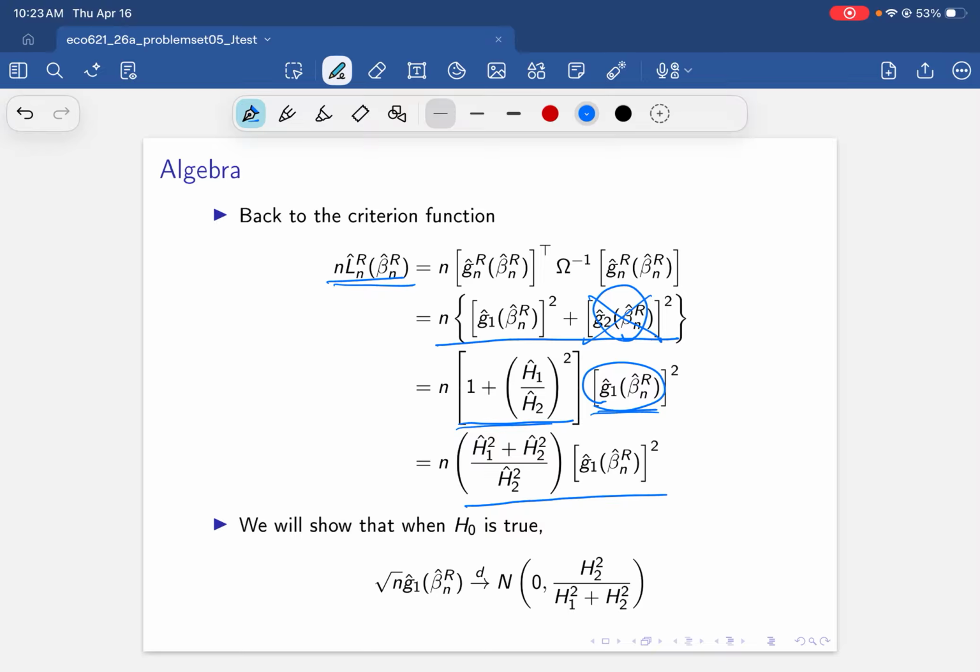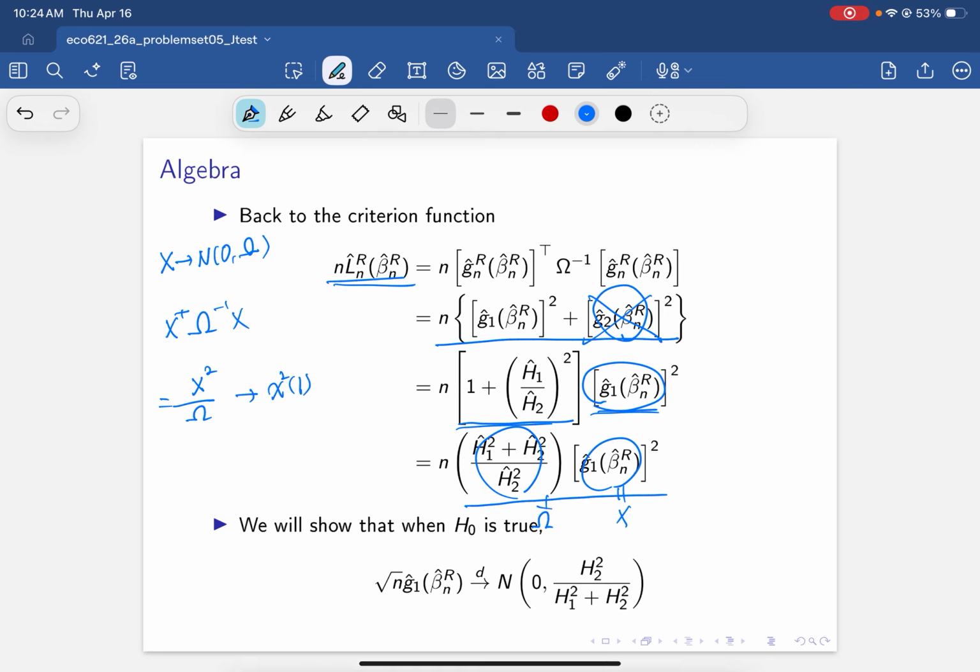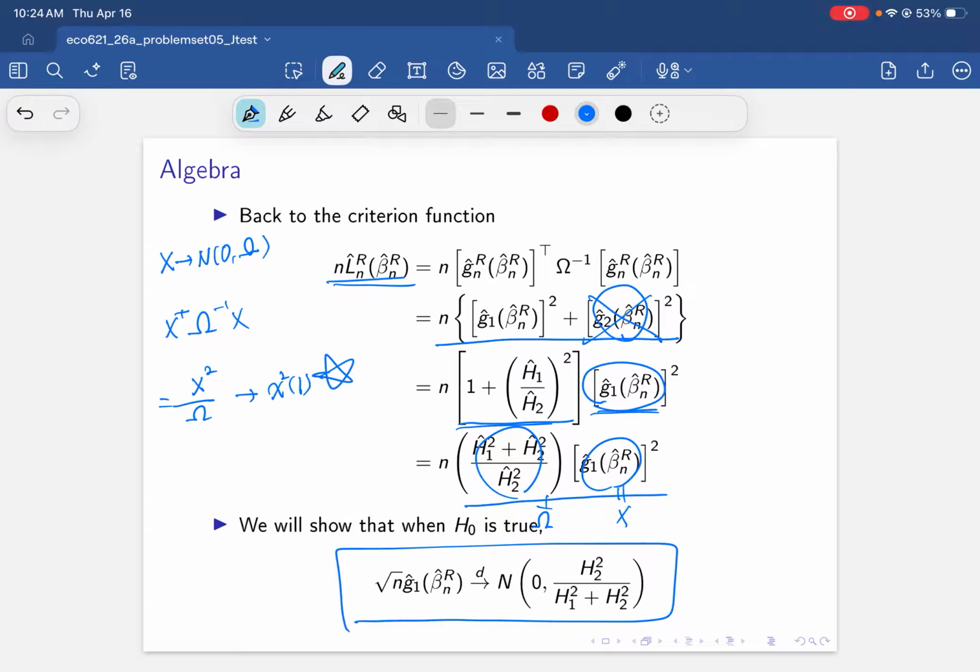Now I am going to write it this way: this will be x transpose omega inverse x. If x is scalar, it will become x squared times one over omega. It will go to chi-square 1. So I will show that here this is x and this is 1 over omega. What I have to show here is that x converges to normal distribution 0, omega. Then we have the desired result. So we have to show this, then we have the desired result. Let's show this.